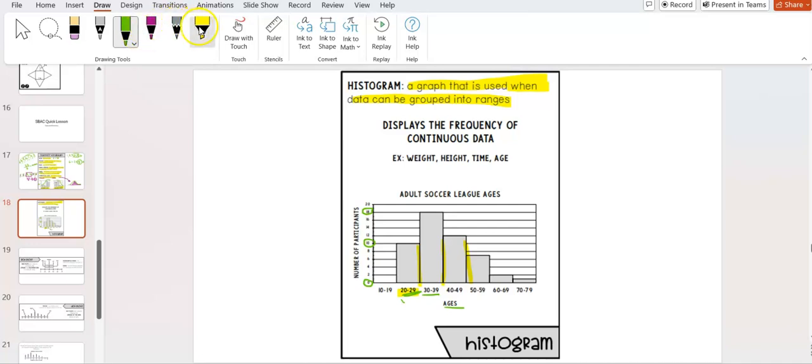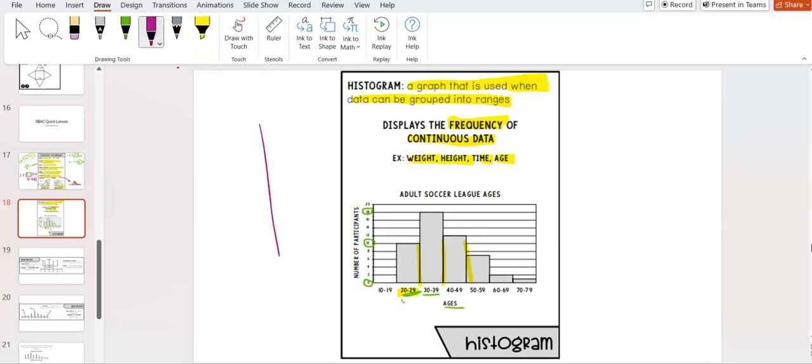Okay, so histograms display frequencies of continuous data. For example, weight, height, time, age, years. Okay, but it's looking at that frequency. How often is there something in this range? That's a histogram. And you make histograms just like you make bar graphs.